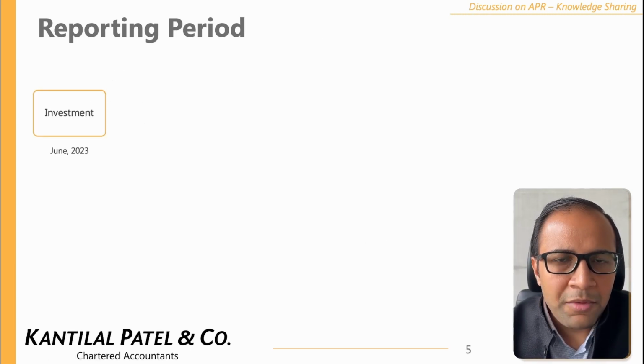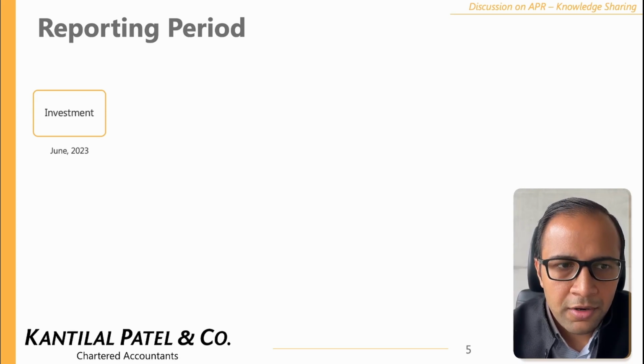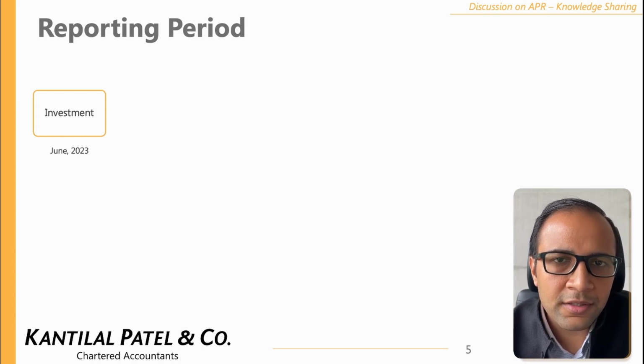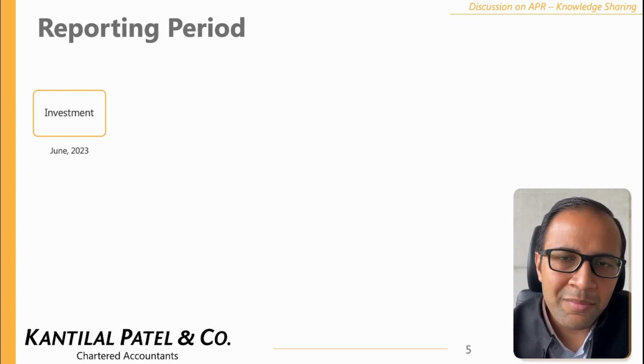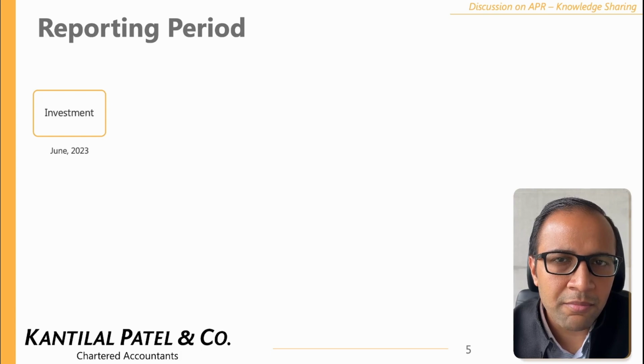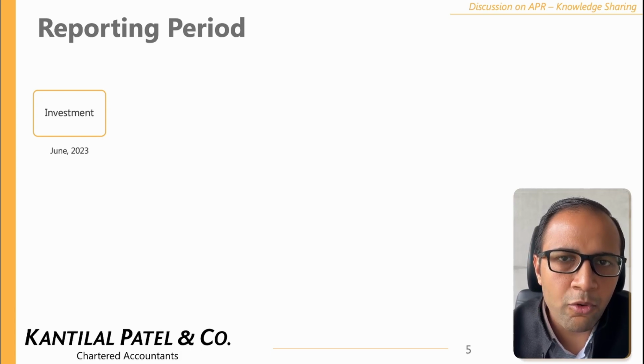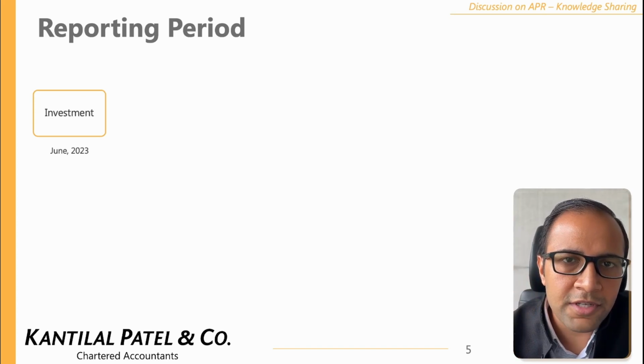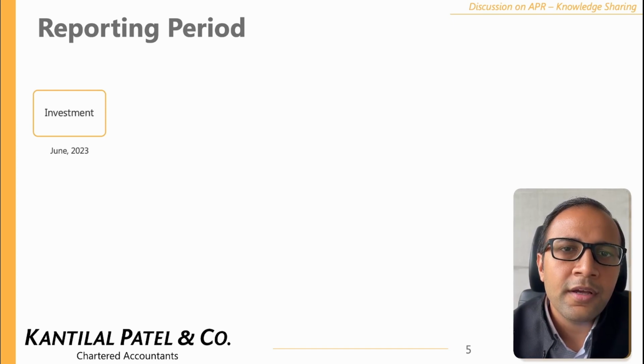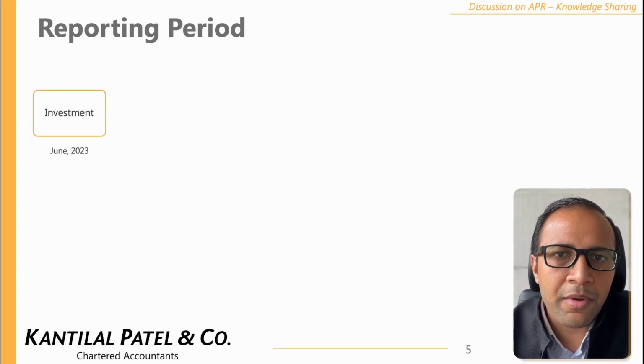The first commonly asked question is about the reporting period. If the investment is made in June of 2023, would APR be required to be filed by 31st December? Technically, the first reporting period of the foreign entity would not have ended by 31st December, and that would essentially not have a reporting requirement cast this year. For example, if the first investment is made in June 23, then typically the first APR would apply from the next year.